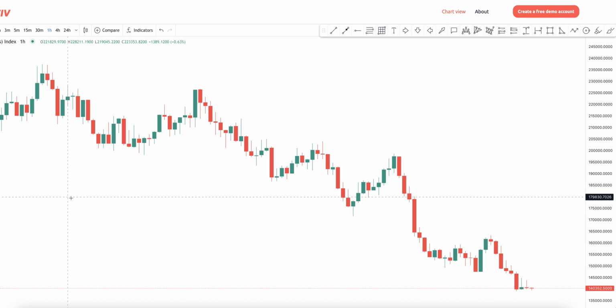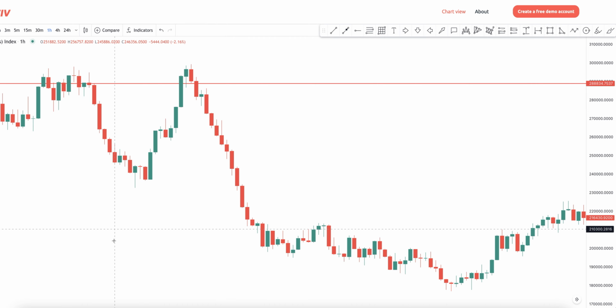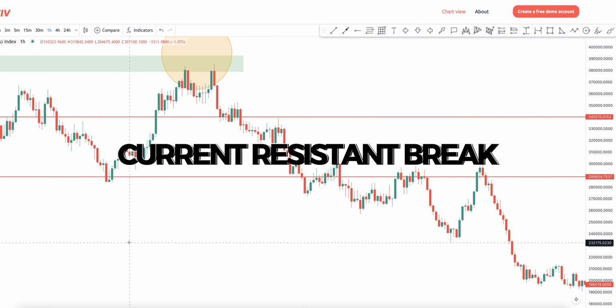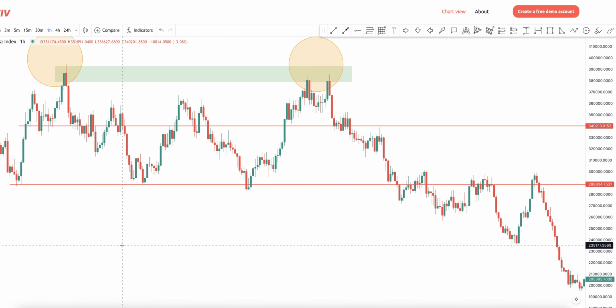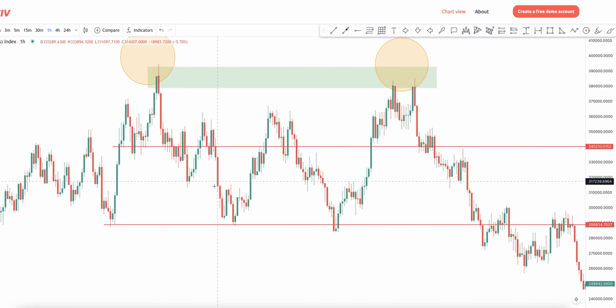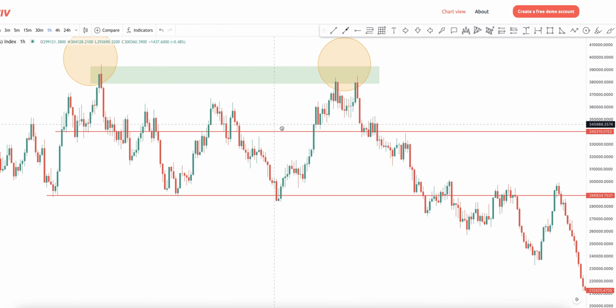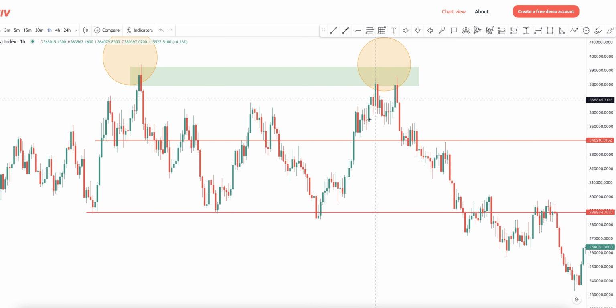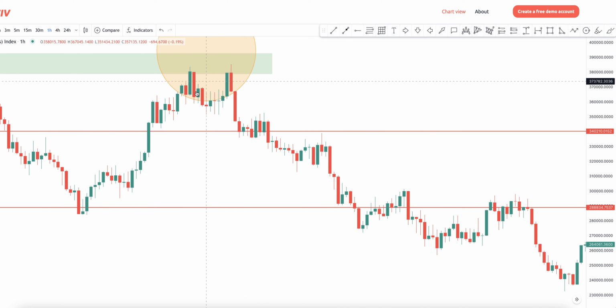If it were a double bottom, I would look for a current resistance break. But since we are on a double top, I'll just look for my current support break. When you look here, you can see this green candle is what mitigated the zone to form the second top. After that, we had a red candle.